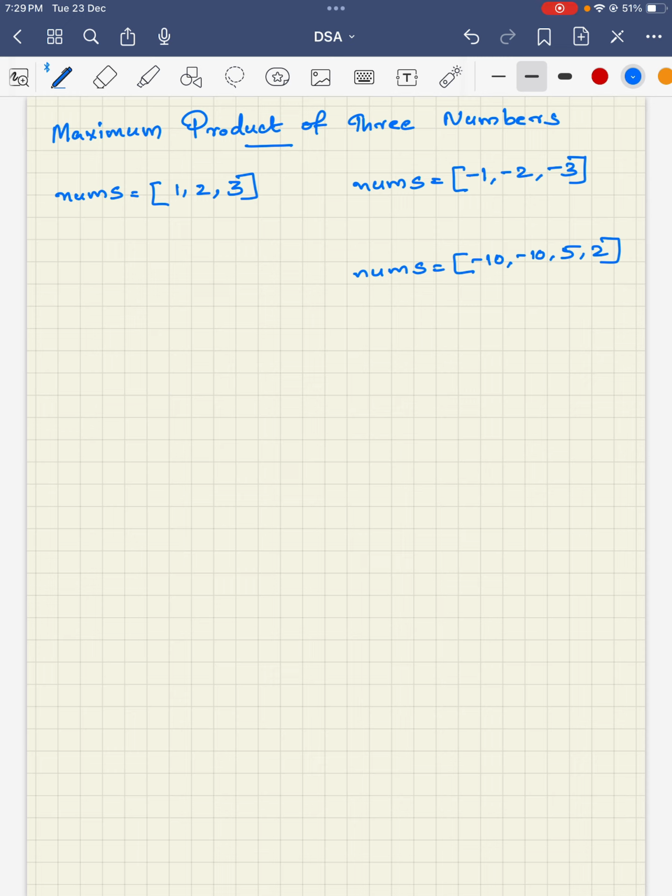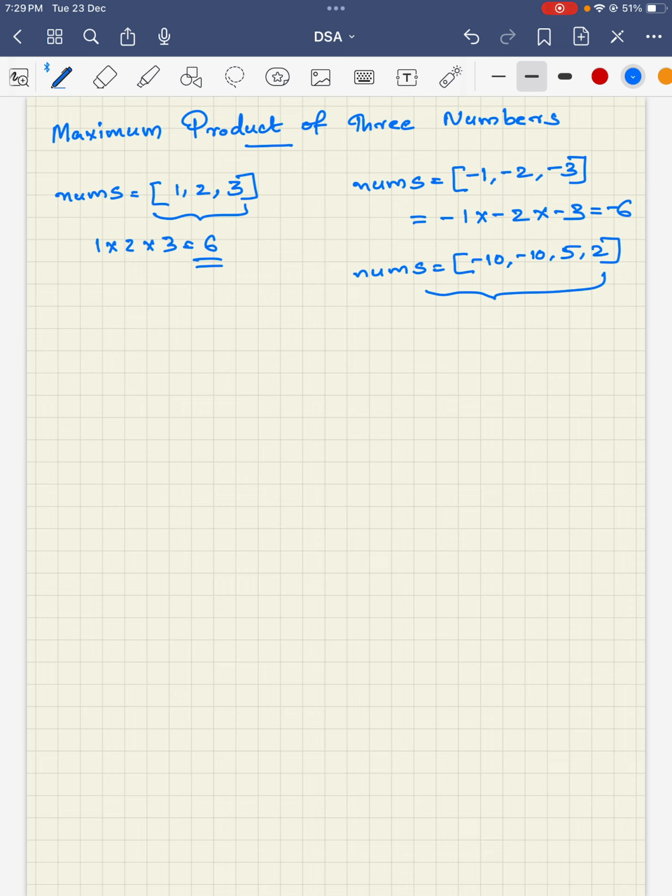So in the first case, you don't have many combinations. Since only three numbers are given, you have to take all three. So 1 times 2 times 3 is 6, which would be the answer. In the second example, you don't have any choice, so again this time it would be -6. But in the third example, you have more numbers, so in this case you have options.